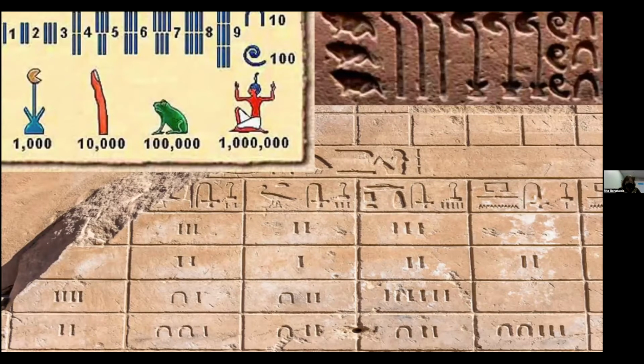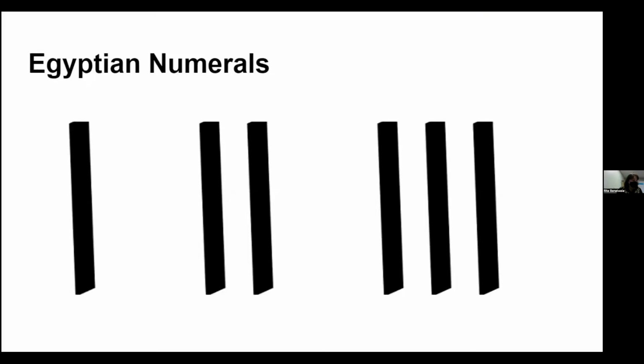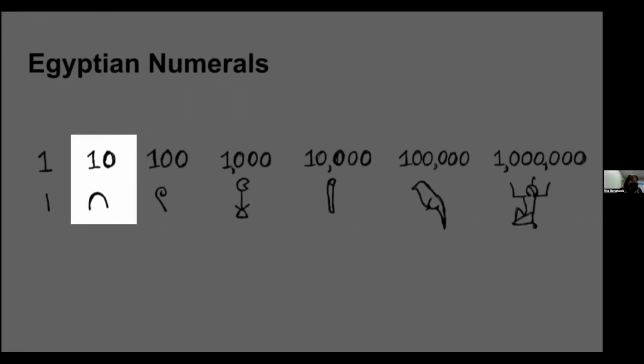Now, their first numbers were very simple. They were just strokes, like you can imagine, tally marks. 1 stroke for 1, 2 strokes for 2, 3 strokes for 3, and so on. Well, that system didn't work very well when they got into higher numbers. It would take too long to count so many strokes. So the Egyptians invented special symbols to represent certain numbers, and then they would put together multiples of those symbols to make other numbers. And so a 10 looked like this.